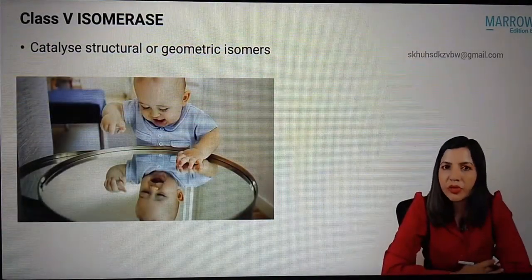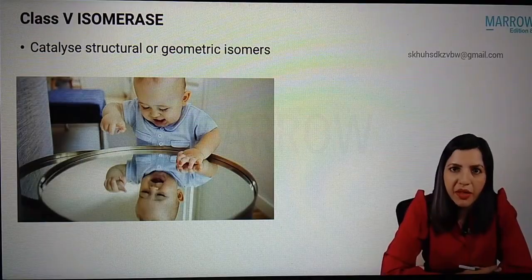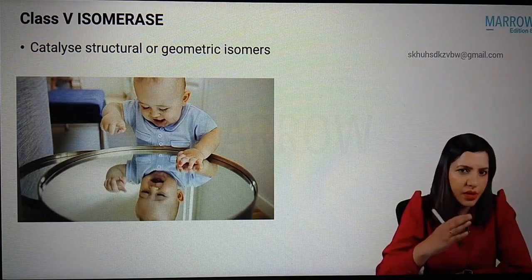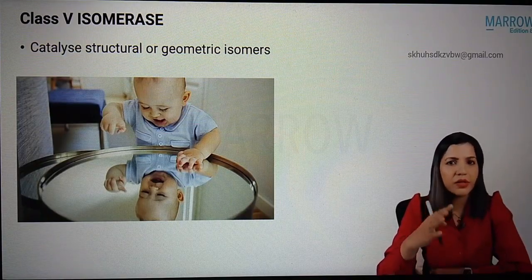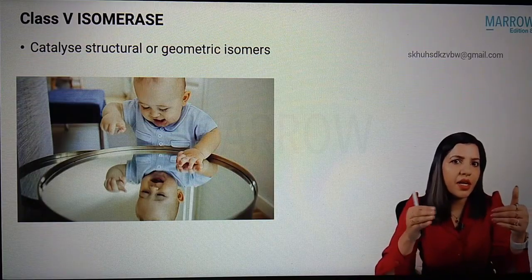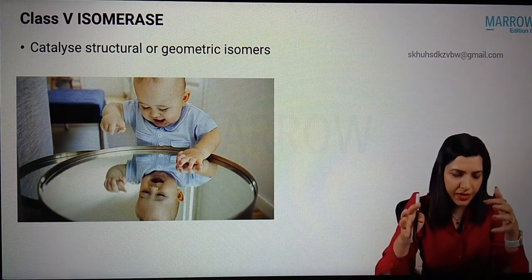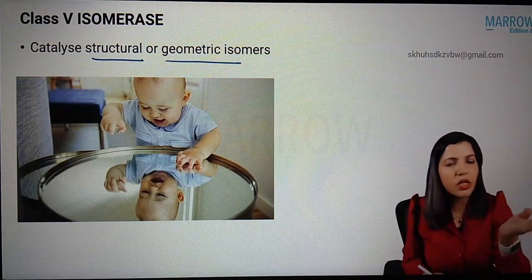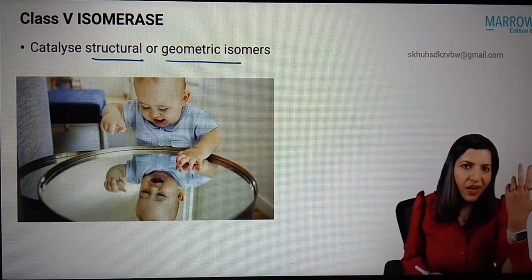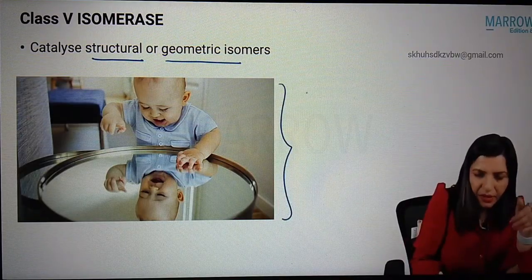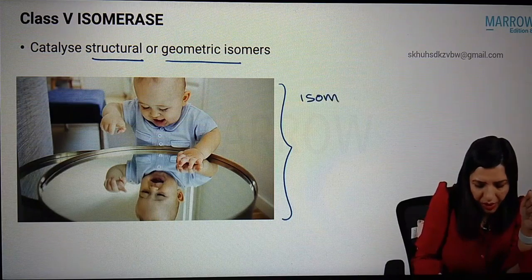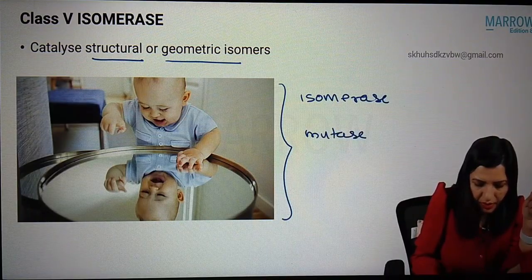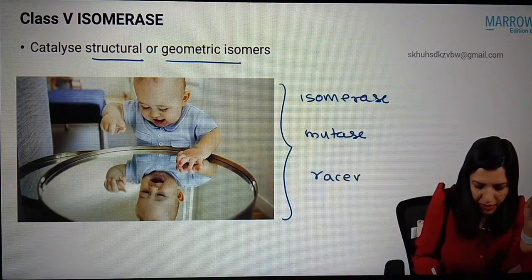Okay. Now coming to class 5, which is isomerase. We all know what isomerization reactions are. They are structural or spatial isomers, where the molecular formula is the same, but they are different in their structural organization. They are enzymes which form the corresponding structural or geometric isomers, so they are called isomerases. There are 3 major subclasses. One is isomerase itself. Second is mutase. And the third one is racemase.